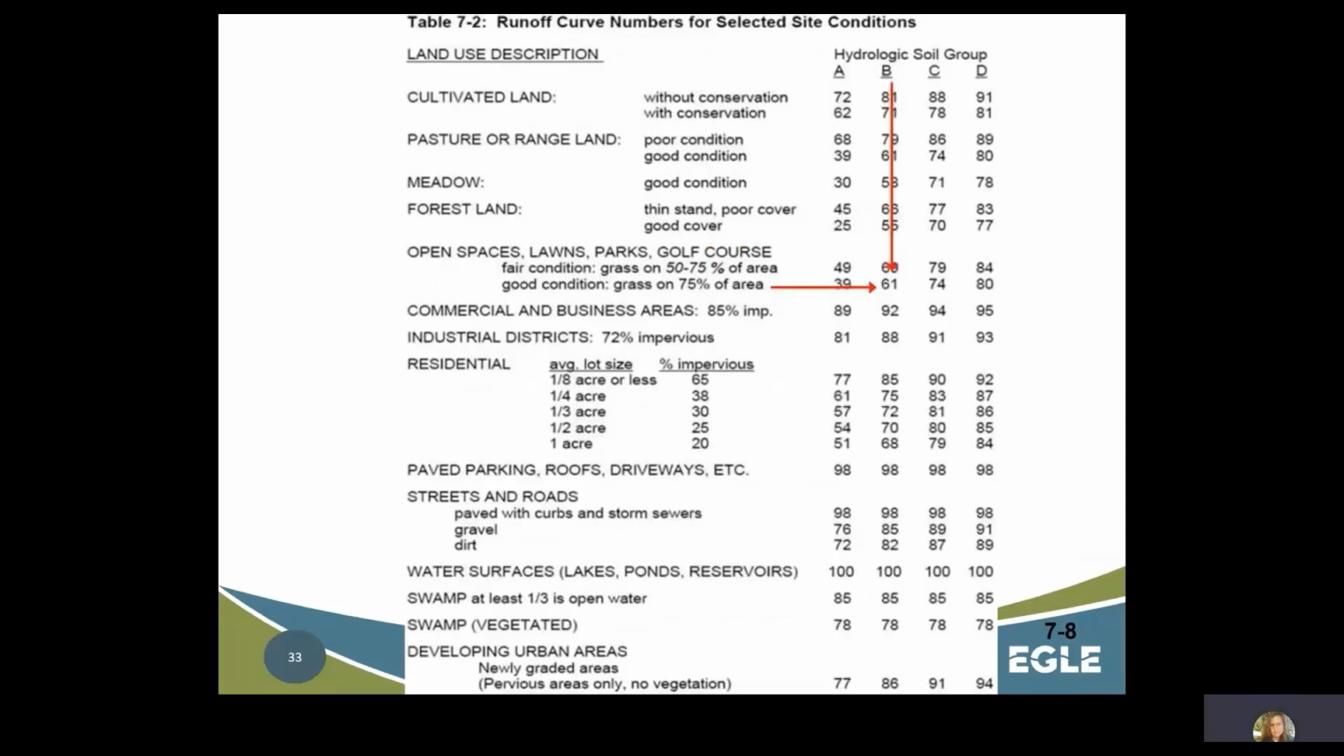Here is Table 7-2, Runoff Curve Numbers for Selected Site Conditions. The problem tells us that the site is undisturbed with dense grass. As you can see, dense grass isn't an option in the table. However, there is open spaces, lawns, parks, and golf courses in differing conditions: bare, with grass on 50 to 75% of the area, and good, with grass on 75% of the area. In this scenario, we would choose this category and in good condition, given dense grass as the describer.